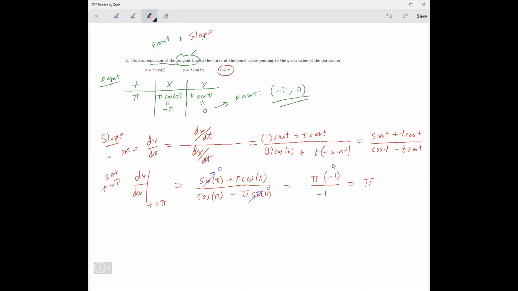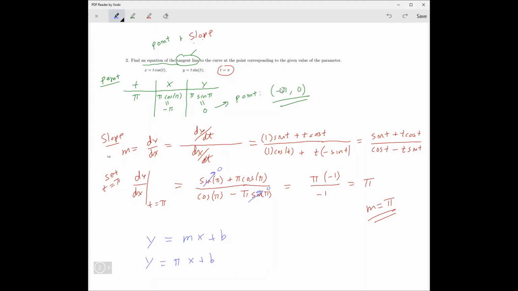Okay. So we have a point here, (-pi, 0), and the slope is pi. So we can come up with the equation. One thing I like to do is just write down y equals mx plus b, because they're asking for the equation in that form anyways. You know the slope is pi, so just put a pi in there.